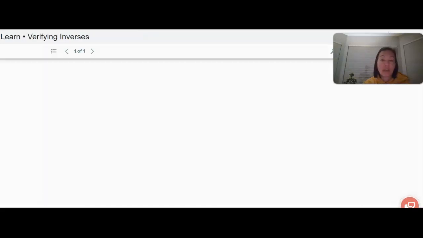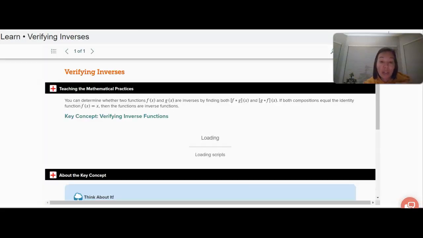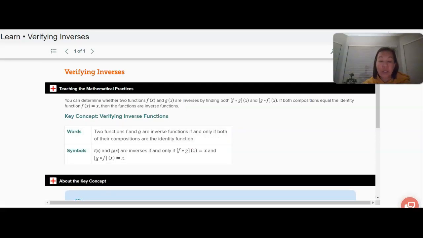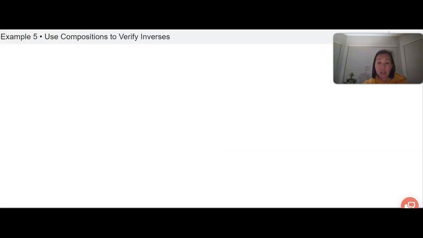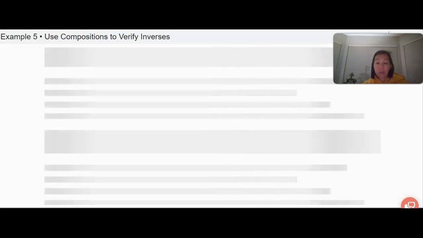Verifying inverses. If I have two functions and I want to show that they are inverses, then we are going to use composition. We talked about that yesterday. If f of g of x and g of f of x both equal just x, then these functions are inverses of each other. So let's look at an example.